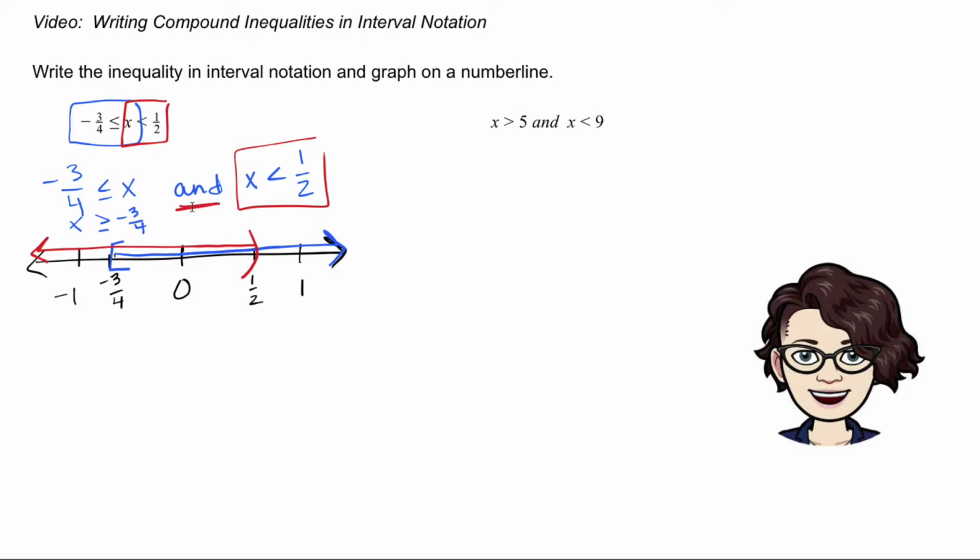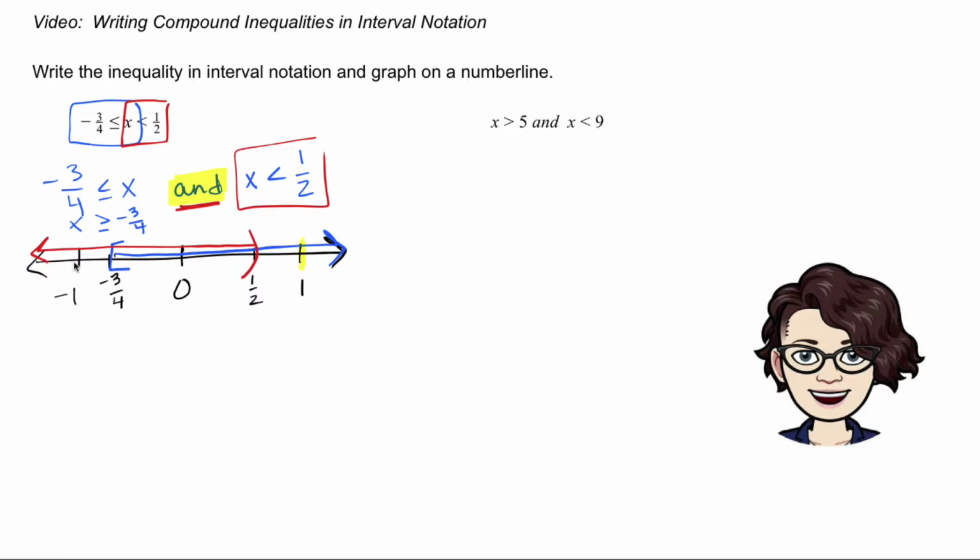For the word and, very special meaning, that means both of these statements have to be true for whatever x is. So if I look at this number, if x is 1, well, 1 is certainly greater than negative 3/4. It's in that blue shaded region, but 1 is not less than 1/2. It's not in the red shaded region. And because of this word and, it has to be both. Both statements have to be true. 1 does not make that true.